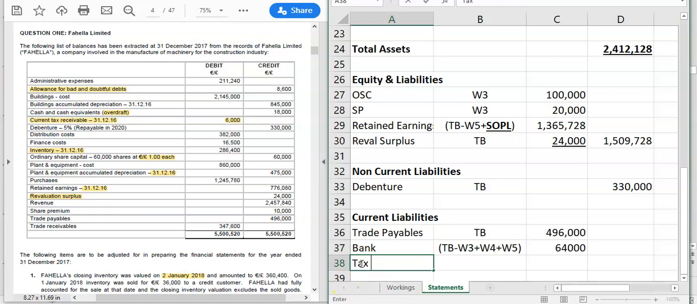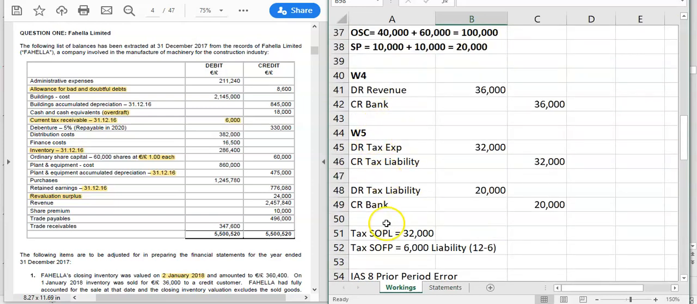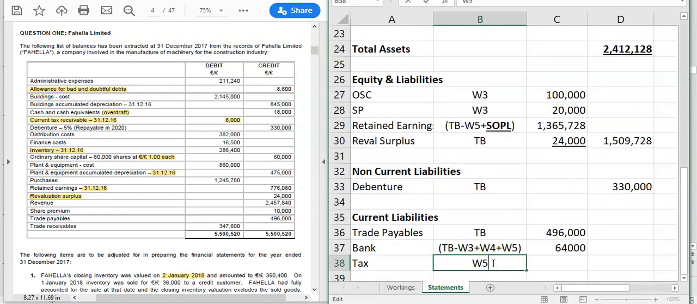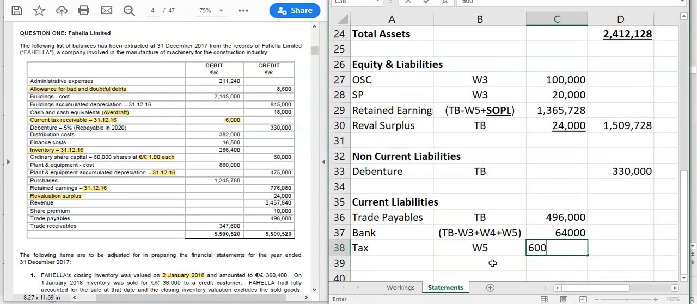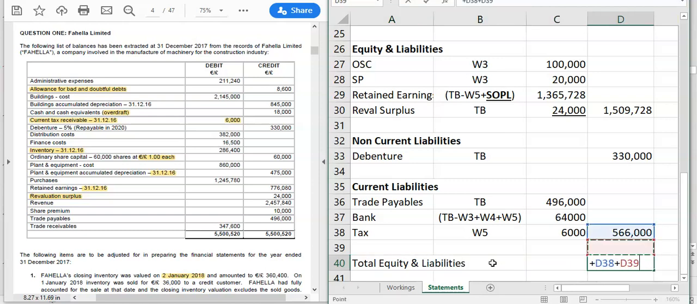And then finally we have a tax liability, which is coming from its own working. We look at here, our tax liability is working 5, and we said the net of the liability and the asset is 6. That's the way I'm presenting it from working 5. That would be 6,000. So your current liabilities then come to 566, and your total equity and liabilities hopefully will balance your total assets, so you know whether you're right or wrong.